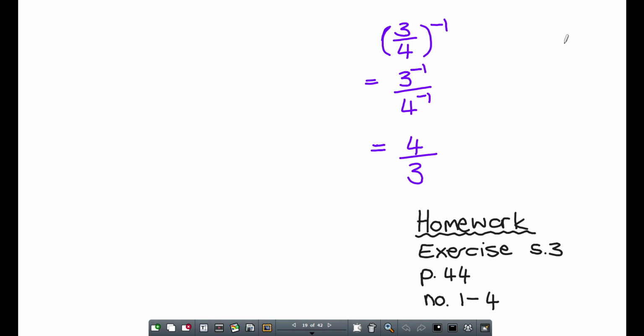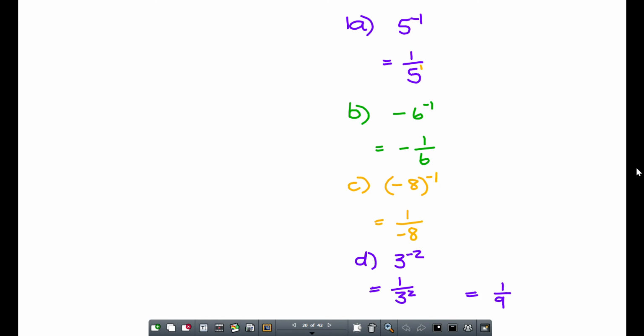Right, so the first one, 5 to the power of minus 1, would be 1 over 5 to the power of positive 1. Then at B, minus 6 to the power of minus 1 will be minus 1 over 6, because I moved that to the bottom of the fraction.